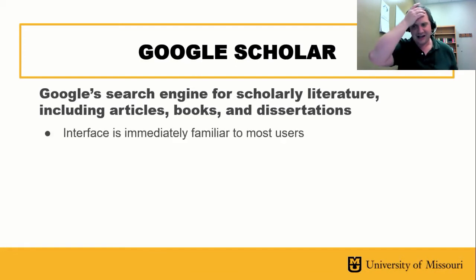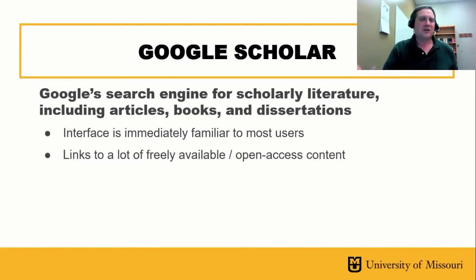A strength of Google Scholar is that its interface is immediately familiar to most users. You get that Google search bar. It links to a lot of freely available and open access content. So even if you aren't affiliated with a university, there's a good chance that you can do some searching on Google Scholar and actually find access to articles without having to go through a paywall or type in usernames and passwords and things like that. So it does link out to a lot of open access content, which is great.